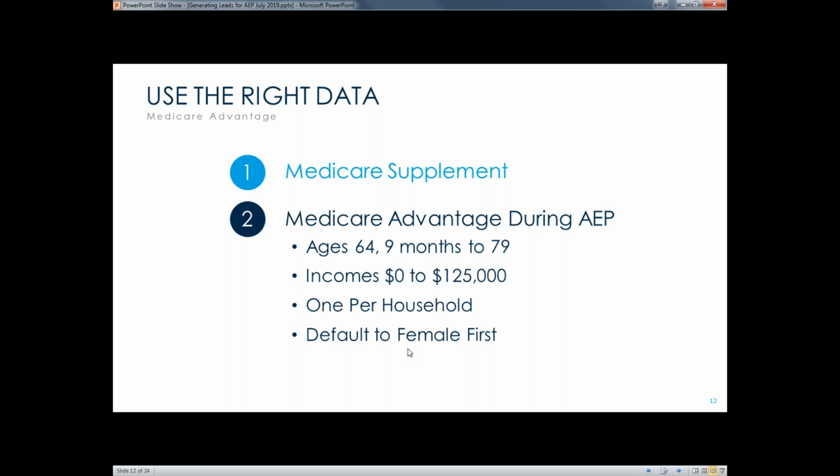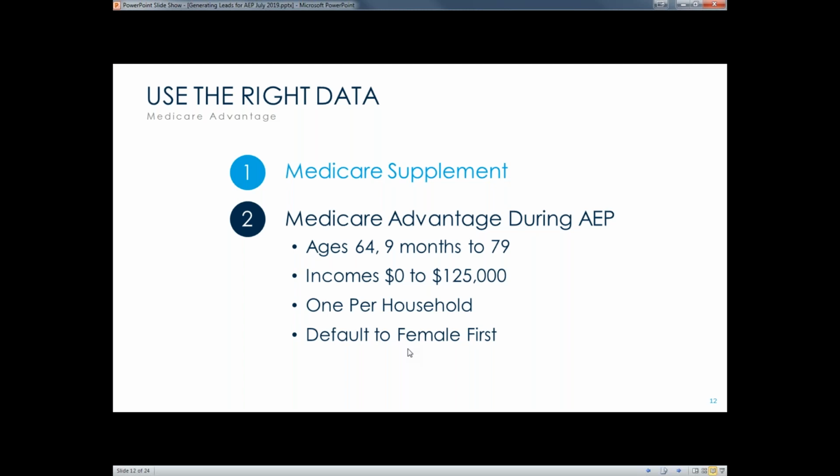Again, I work with 20 health plans. We work with thousands of agents. We take a look at the data, and we know that at 125,000 and up, responses to Medicare Advantage mailers and solicitations pretty much drop straight off a cliff. So my opinion is there's no reason to spend money where you're not going to get a high response rate. Certainly, for somebody at 125,000, there are some other products within CMS regulations that you might do. But if you've got a limited budget, like most people do, I'd cut that off at 125,000. And again, I would go one per household, and I would certainly default to female first.